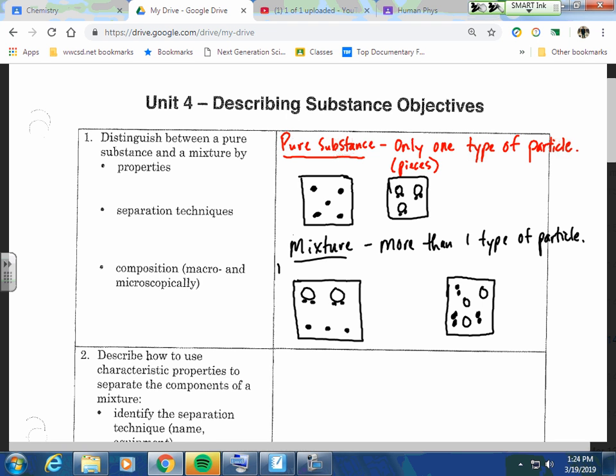This is what's called a heterogeneous mixture, meaning hetero means different, so there are different parts. This is called a homogeneous mixture. The whole thing is the same composition throughout. If I take a piece of that, I'm probably going to get the same stuff in one area as in another area.